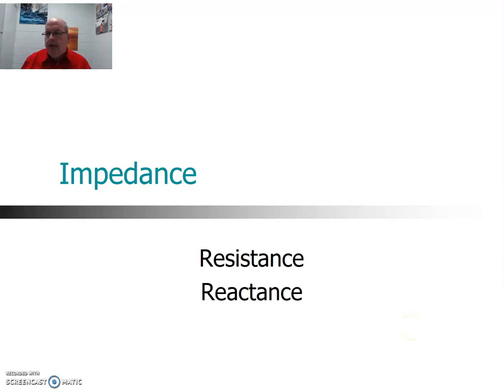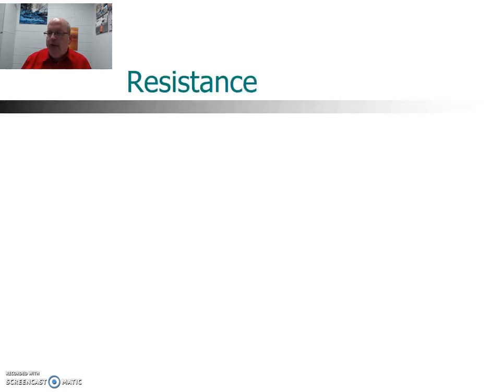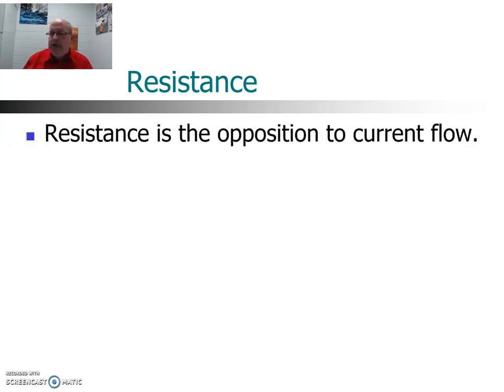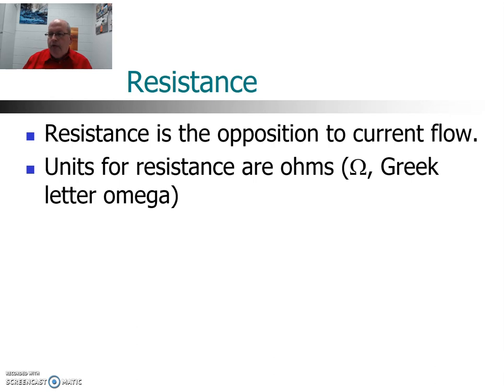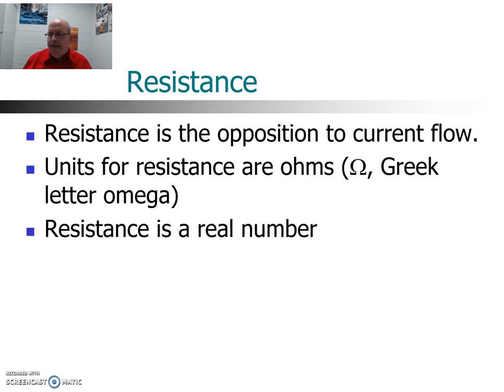Today's video is going to discuss the concept of impedance in electrical circuit analysis. In order to talk about impedance, we also have to cover the terms resistance and reactance. At this point, you should probably be familiar with resistance. Resistance is simply the opposition to current flow, and we're going to rate that in units of ohms. We'll abbreviate that with the Greek letter omega.